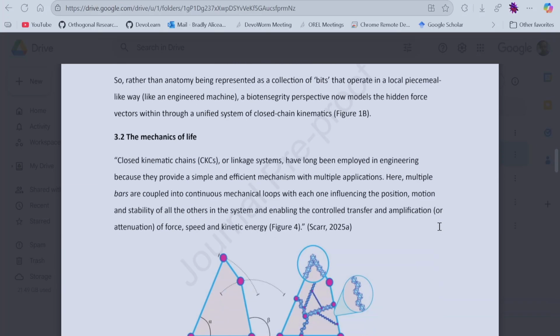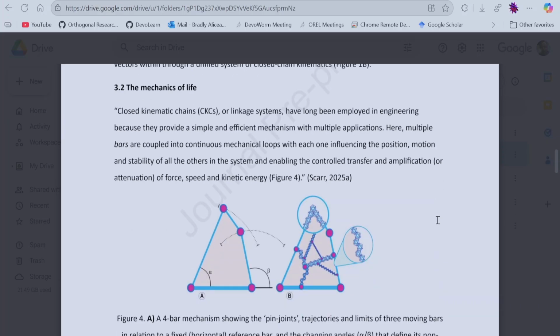And then we talk about closed kinematic chains here. This is getting into this linkage system idea, where you have multiple bars, maybe from the origin of a force to its output. These multiple bars are maybe hinged, and they move together. They have to be coordinated by some force. They are coupled into these continuous mechanical loops, with each one influencing the other's position. So as you move outward from the source of the force, these bars will coordinate their movement.